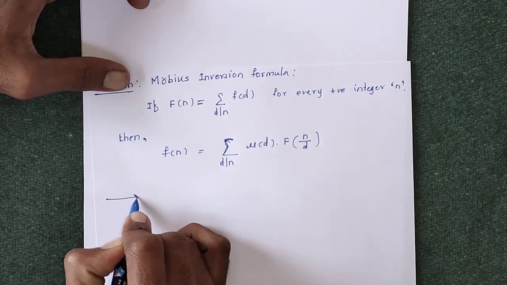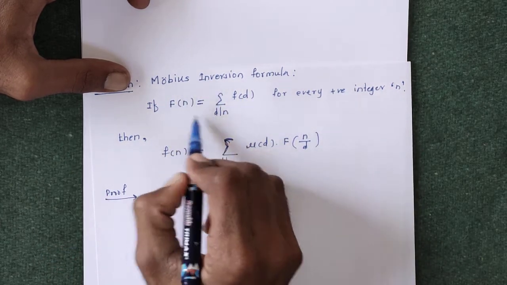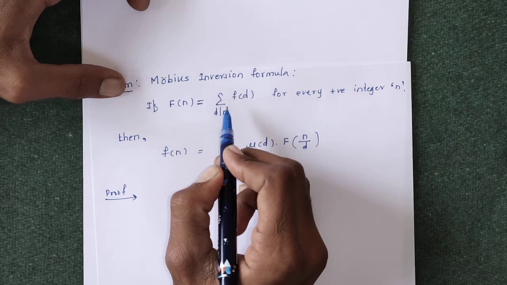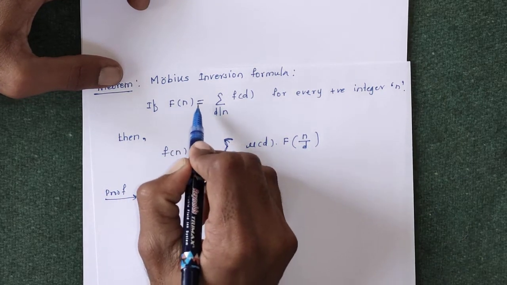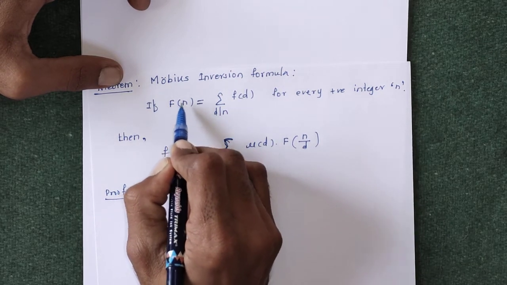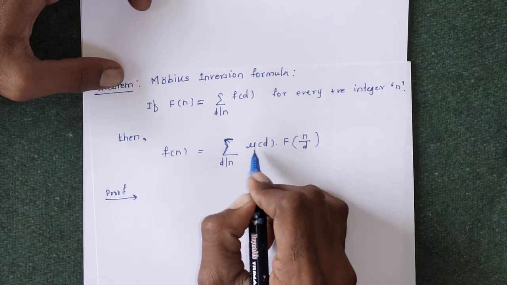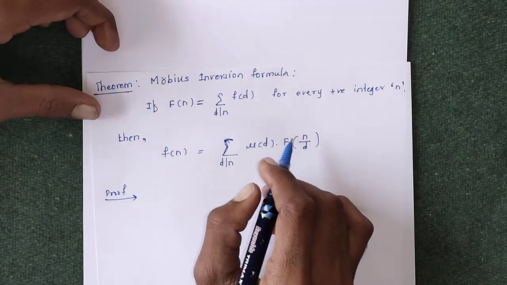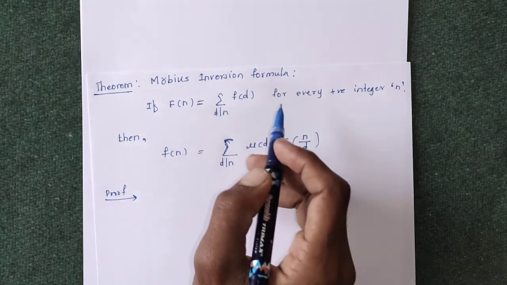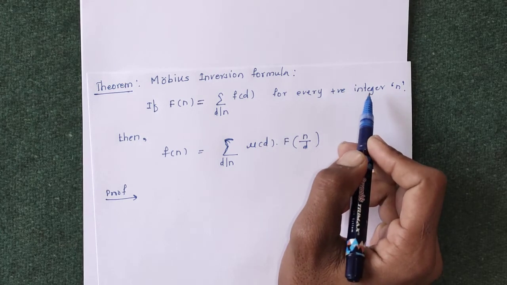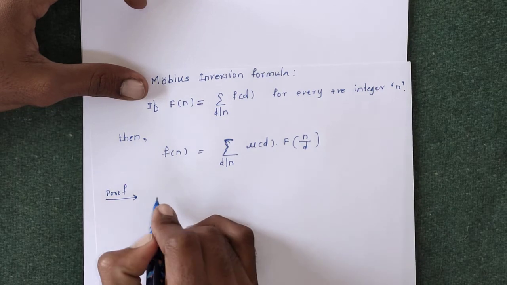Now in the proof, we are given the definition of capital F of n, that F of n is defined in this form, and we have to prove that small f of n is equal to the summation of mu of d into F of n by d. Here n is a positive integer, and also we are given that F of n is equal to this summation.